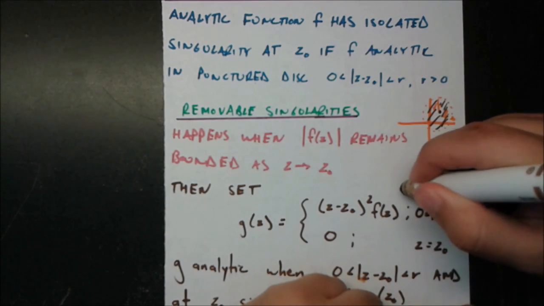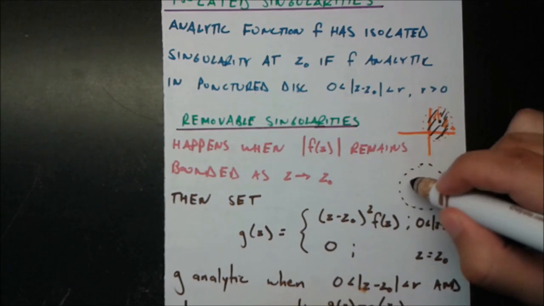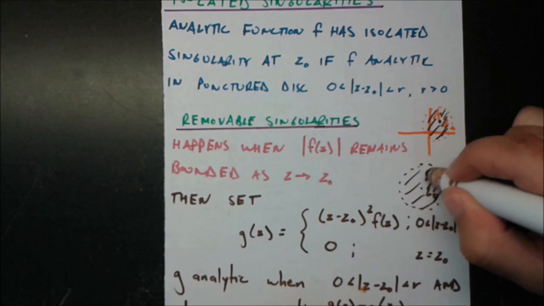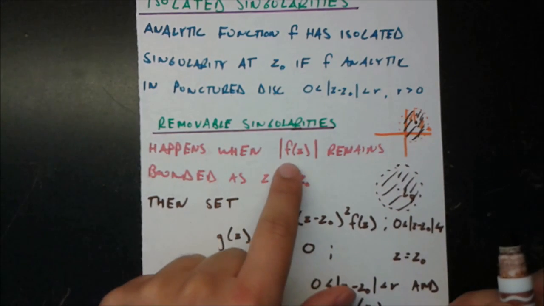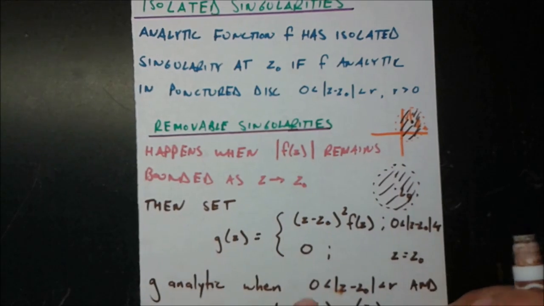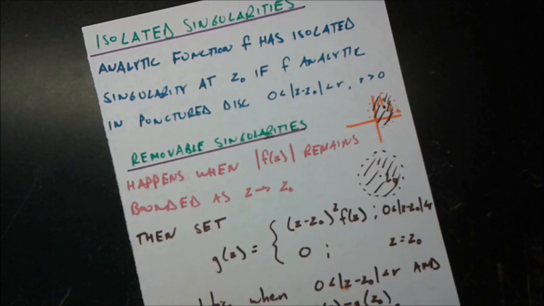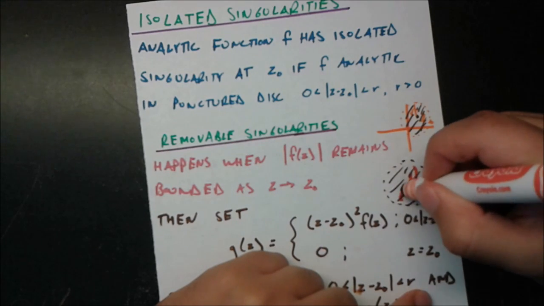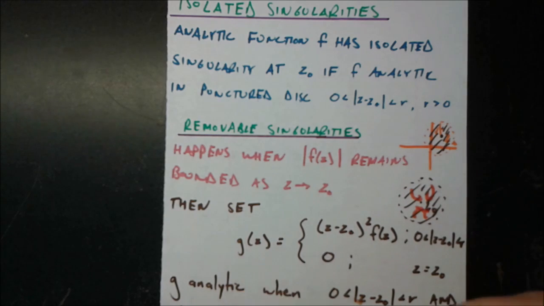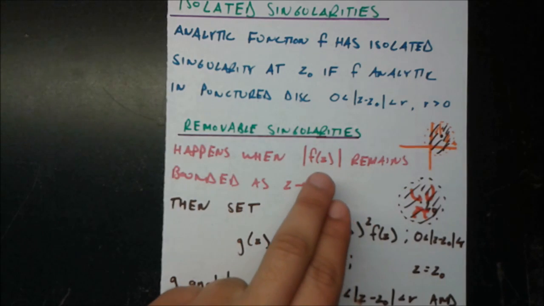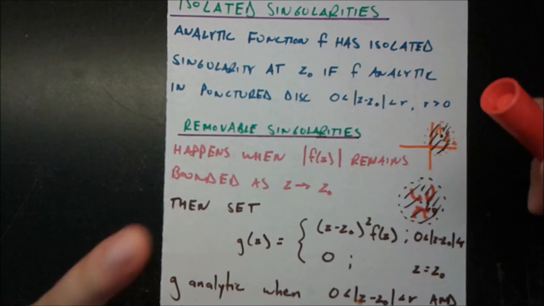So here's that open disk again, of course centered at z0, where we don't know what's going on, but we know everywhere else in the open disk, f of z is analytic. So what happens? The modulus of f of z remains bounded as z approaches z0. As we get close to z0, basically from any direction, f of z is not going to infinity. It's not getting huge and huge and huge. So the modulus of f of z is remaining bounded. It's just staying under some number, not going off to infinity.